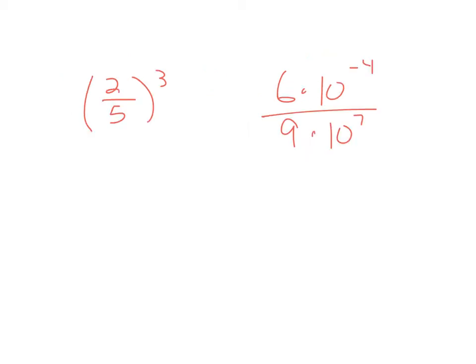2/5 to the third power. Remember, the fraction rule is fraction raised to a power. You raise the numerator and the denominator to that power. 2 cubed is 8. 5 cubed is 125. And there you have it.